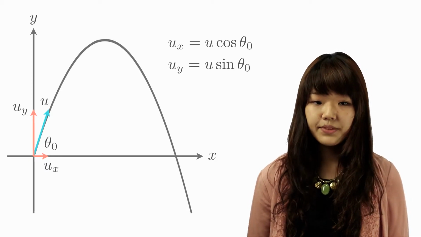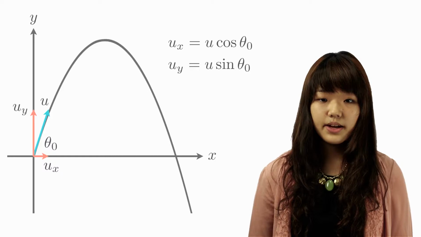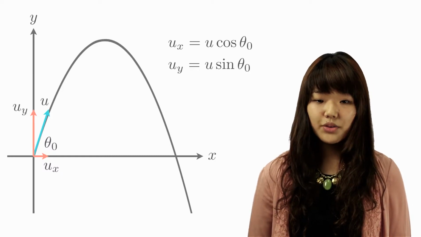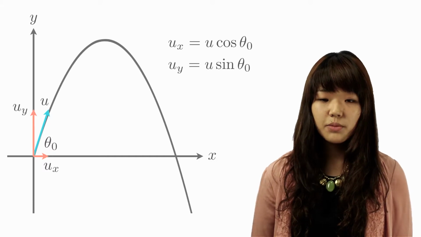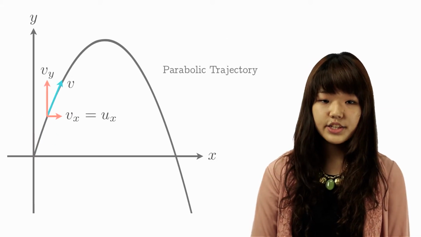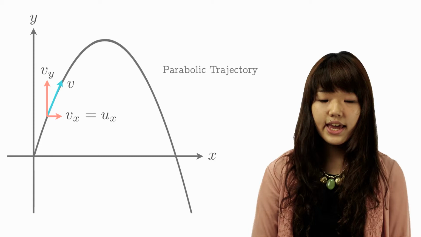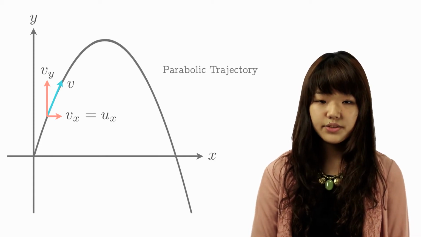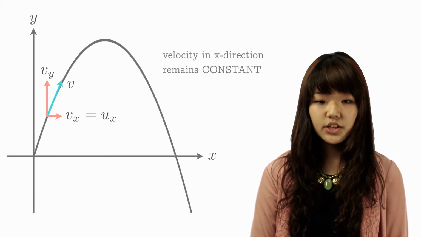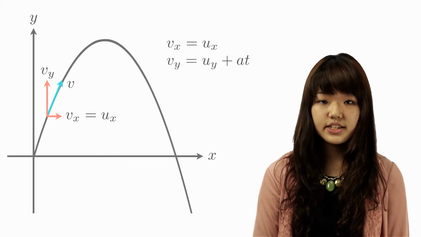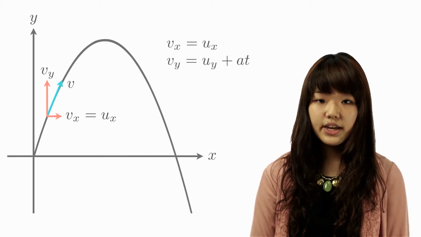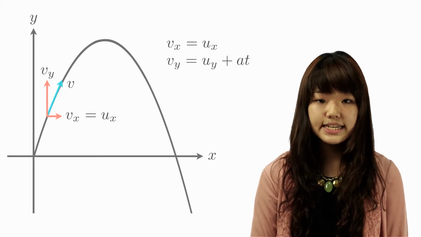the horizontal plane. The ux can be calculated by taking u cosine theta, while uy can be calculated by taking u sine theta. This object will take a parabolic path, and at this point you see over here, velocity in the x direction remains constant, vx equals ux, because my horizontal component of acceleration equals 0, but vy changes because there's a downward acceleration, and vy can be calculated using uy plus at.